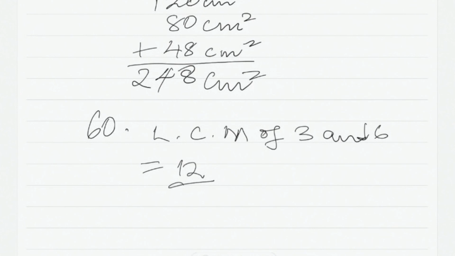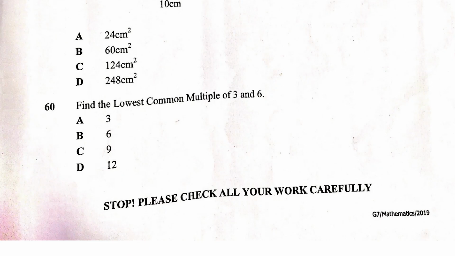Coming to 59, find the total surface area of the cuboid. I get the same cuboid which I gave you as an example last time. This is the surface, which is also a face. This is another surface which is also called a face. This is another surface, and this is another surface, and this is another surface.